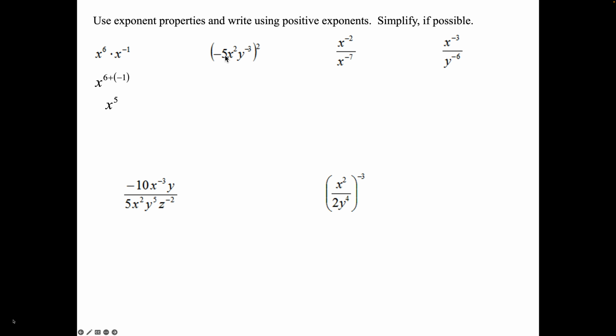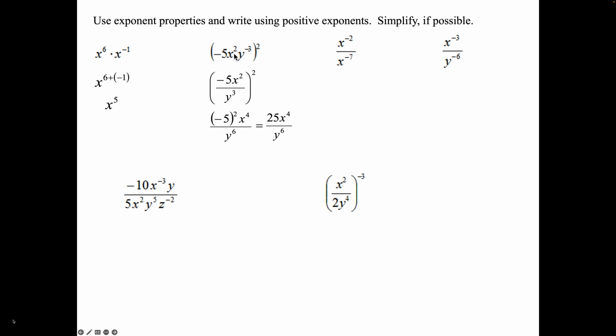All right, here, negative 5x squared y to the negative 3rd in parentheses raised to the power of 2. The first thing I would want to do is simplify this negative exponent here. Let's change that and put y to the positive 3 in the denominator. Okay, now remember this negative 5 is in parentheses, so you're going to be squaring the negative 5. 2 times 2 is x to the 4th. 2 times 3 is a 6, so y to the 6th. Simplify this as far as you can. That's going to be a positive 25, x to the 4th.